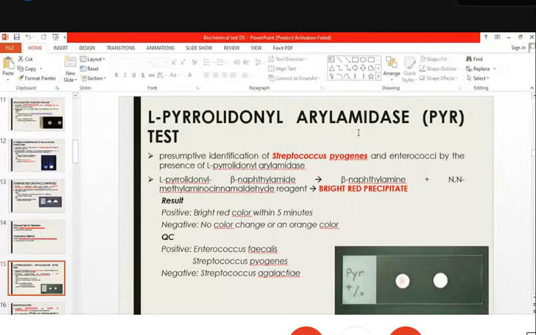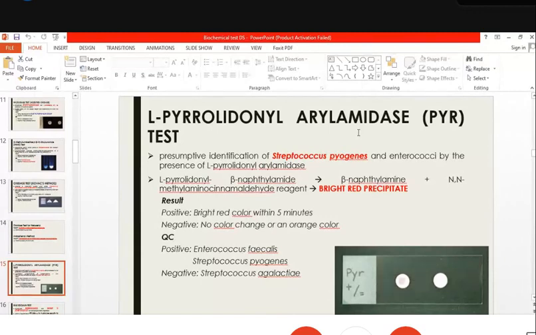which combines with the PYR reagent. Ano si PYR reagent? Is our para-dimethylaminocinnamaldehyde to form now our bright pink to cherry red. So, bright pink to cherry red color. So, this test can also be performed either pwede sa broth, pwede rin siya ngayon sa paper disc. Pero what is being shown to you here is the paper disc test.